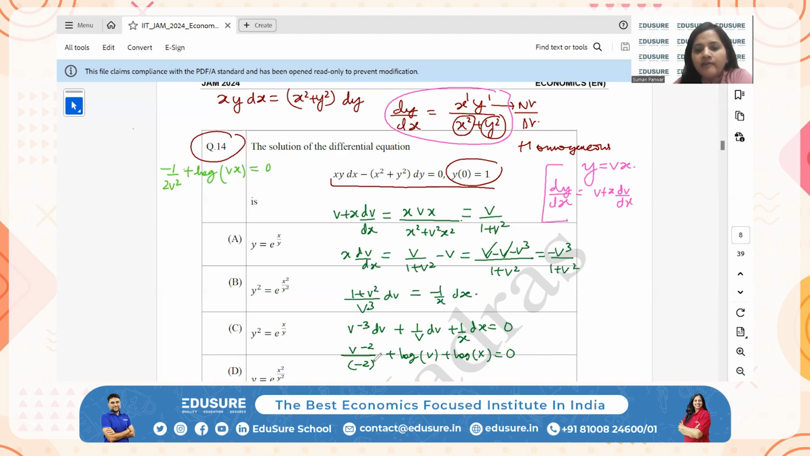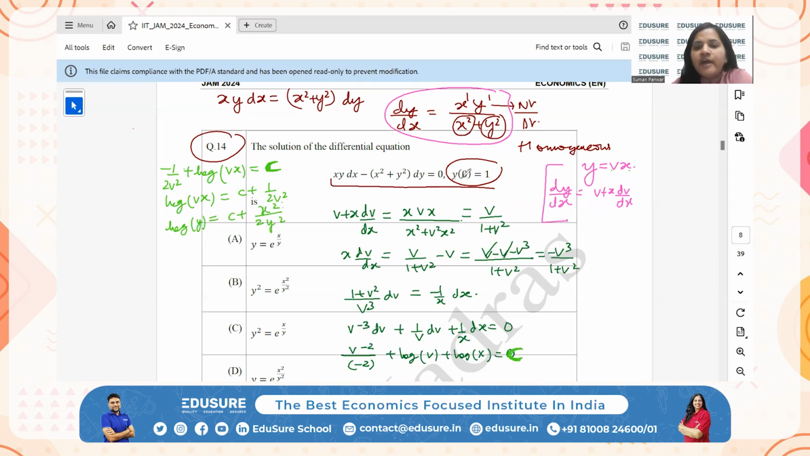And in fact, when we integrate, we are going to introduce a constant of integration. So log vx equals c plus 1 upon 2 v square. Now it is assumed that y equals vx. So we will have log y equals c plus 1 upon 2 v square. V is y upon x. So y square and x square over here.